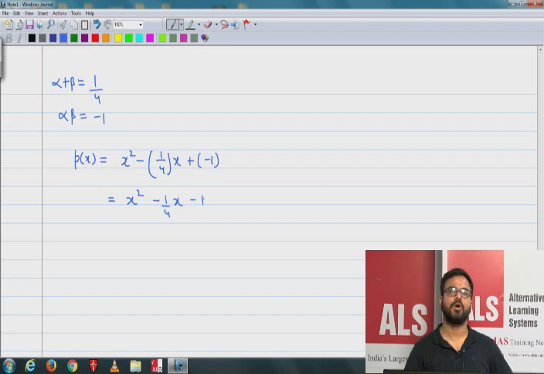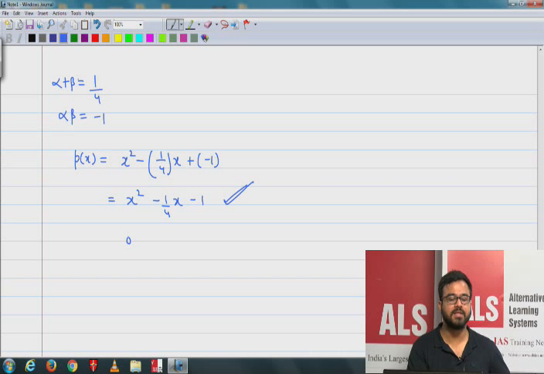So this will be your answer, and this is also correct. But if you want to represent all the coefficients in terms of integers, you can multiply the complete polynomial by 4. Why are we multiplying by 4?